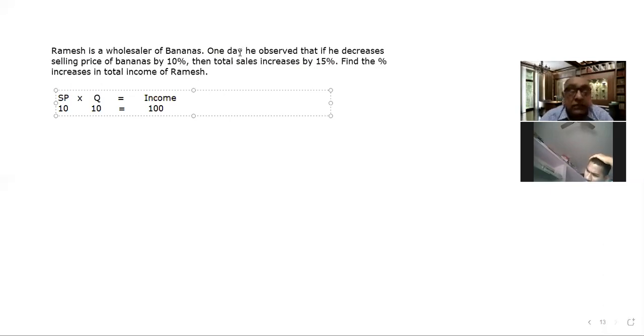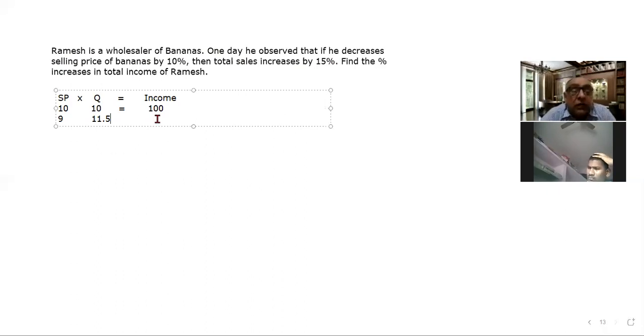Now, one day he observed that if he decreases the selling price by 10%, 10% of 10 is equal to 1, so it becomes 9. And the quantity sold increases by 15%. It means the quantity sold now becomes 11.5, because 15% of 10 is 1.5, and 10 plus 1.5 is 11.5.